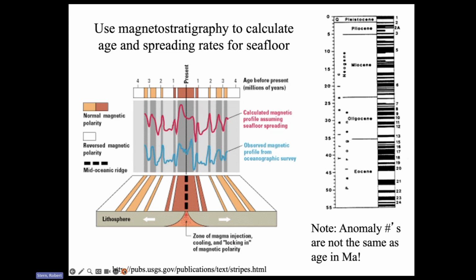Right? We use magnetostratigraphy to calculate the age and spreading rates for the seafloor. Now we've got this entire reversal sequence, and it goes back even farther than that, right? And do pay attention to the fact that the magnetic anomaly numbers, right, here we're going from 1 to 24, are not the same as the time scale. The time here is going from 0 back to 55 million years ago. I mean, they are linked, but they're not identical.